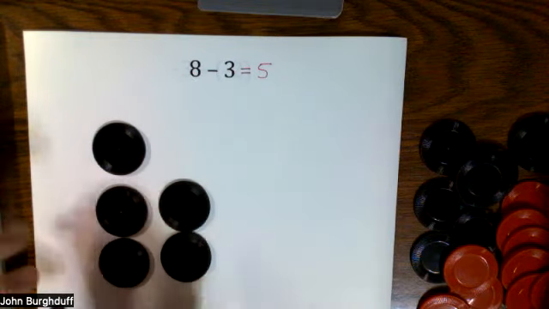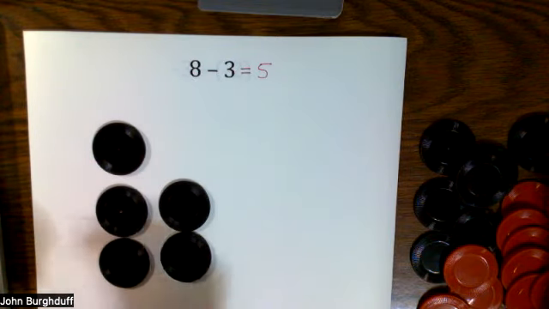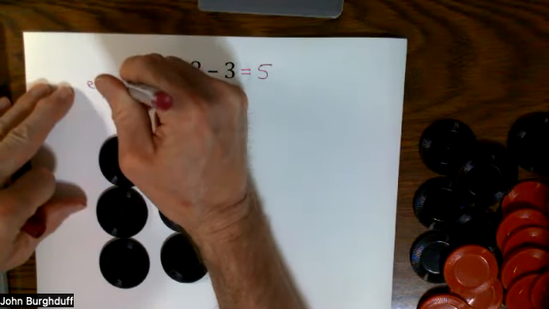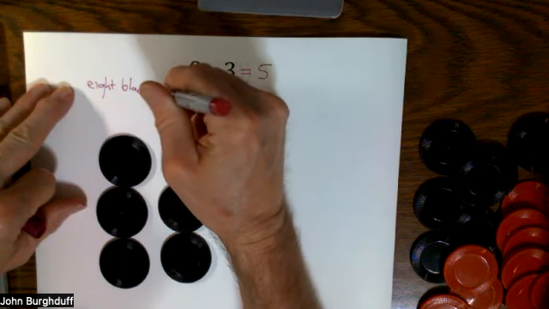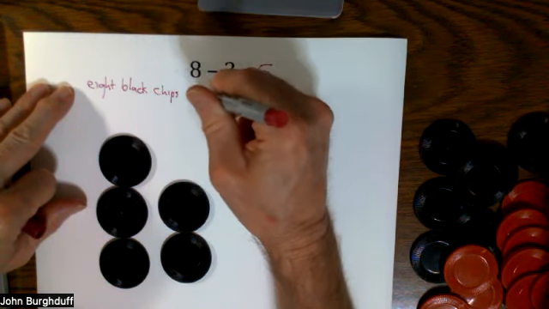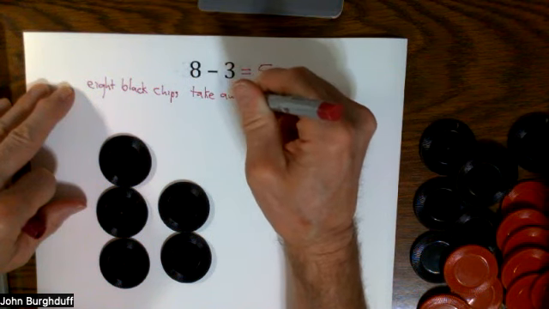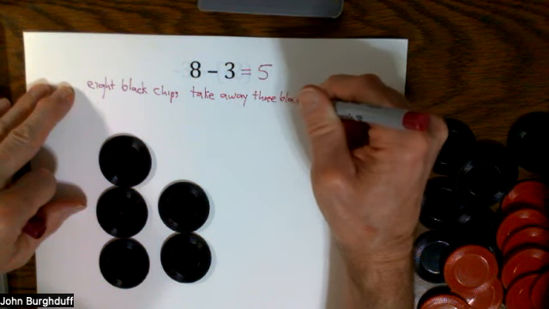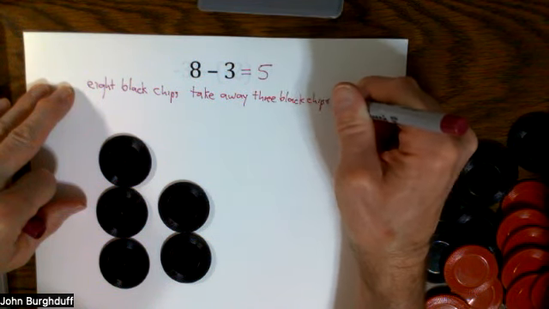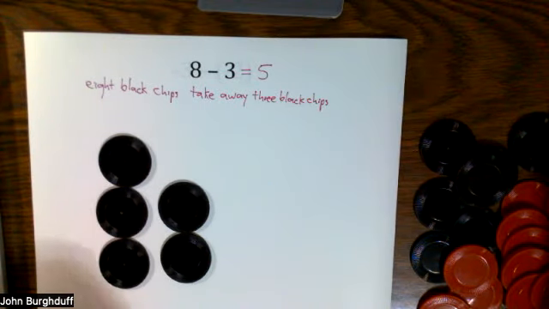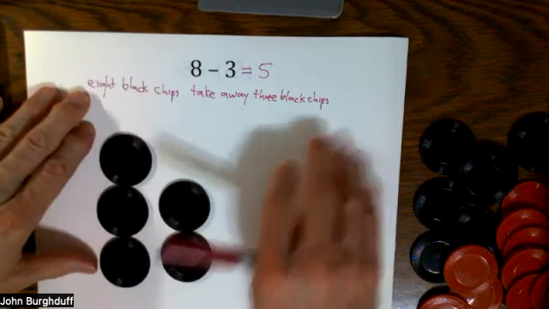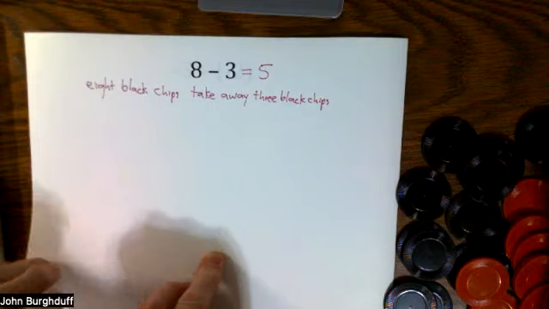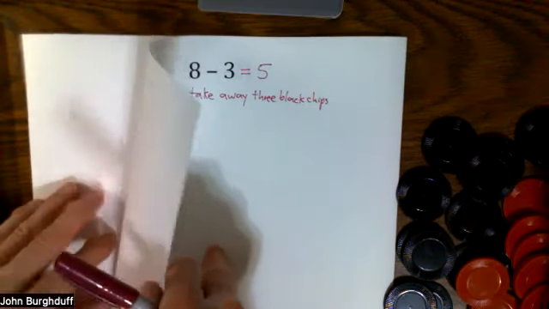Not to beat a dead horse, but this will help us as the examples get a little more complicated. What I had to begin with was 8 black chips. And subtraction means take away 3 black chips. 8 black chips, take away 3 black chips. And that's how I get that answer. I want to have this more detailed description. It'll help me when I look at some examples where I have sort of a mixture of positive and negative numbers. Let's do another one.